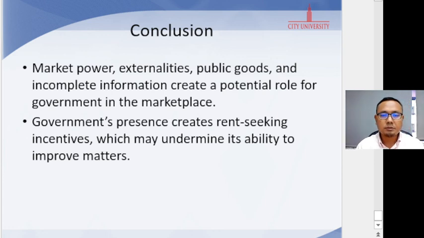In order to solve a few problems caused by market power and externalities.